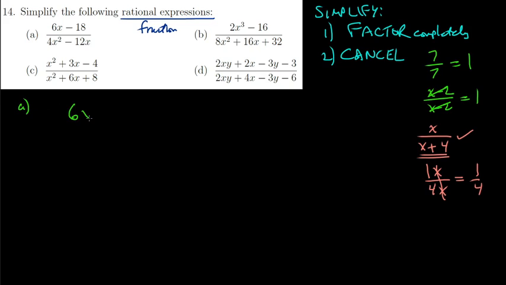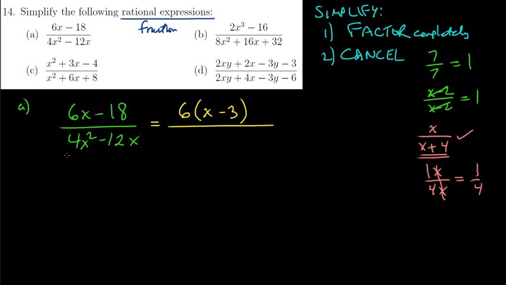Part A is we want to simplify 6x minus 18 all over 4x squared minus 12x. Okay, so step 1, factor. So we have to factor the numerator, and I hope that's easy. Just factor out the GCF of 6. So this is 6 times x minus 3. And what about the denominator? The GCF here is 4x. So factor out the 4x, and you just get x minus 3. So 4x times x minus 3. So x minus 3 is a factor of the numerator, and it's a factor of the denominator. So I can cancel those, and we're just left with 6 over 4x.